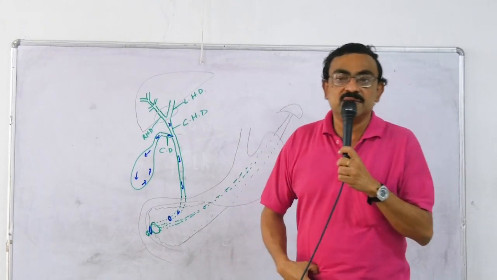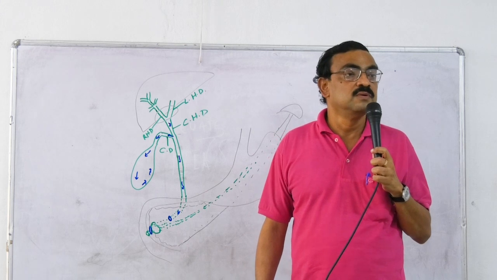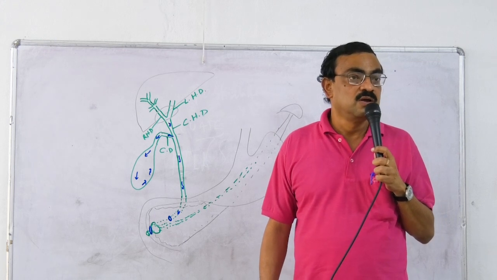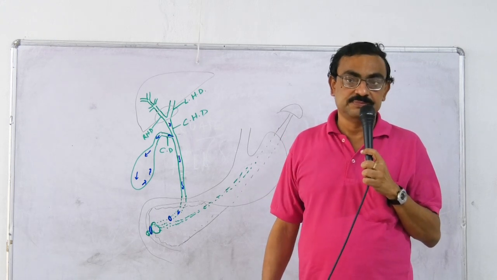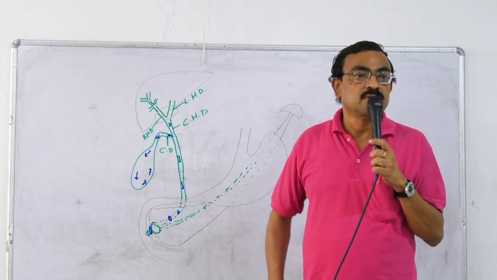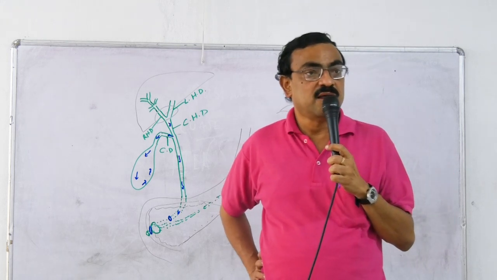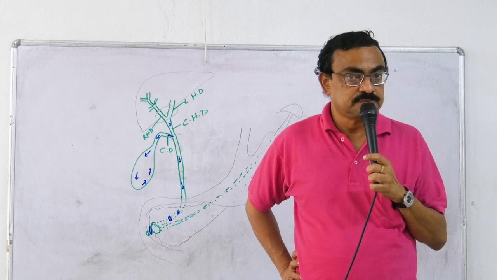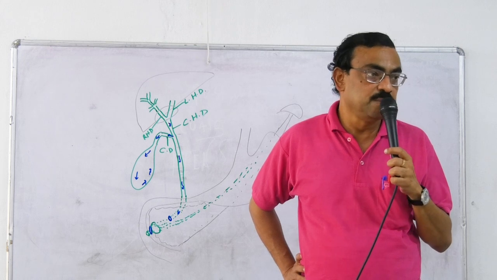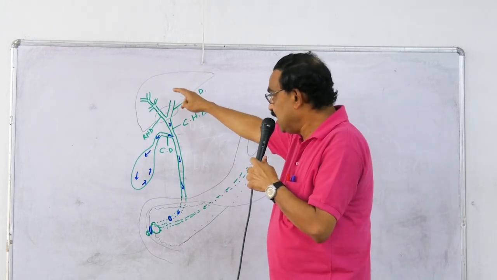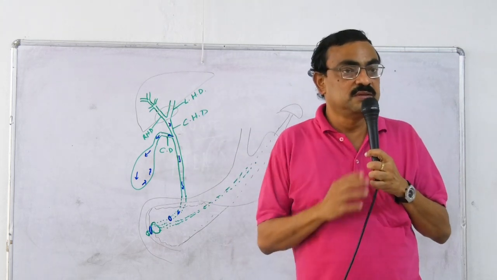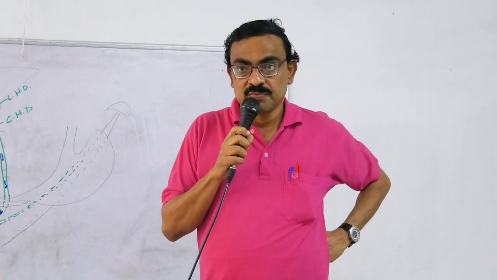And this is the organ of temporary storage and also for concentration of the bile. Concentration up to what extent? 10 times around. Okay. What is the capacity? 50 to 60 ml. So that bile which is synthesized within the liver is coming out and concentrated over the gallbladder. Okay.